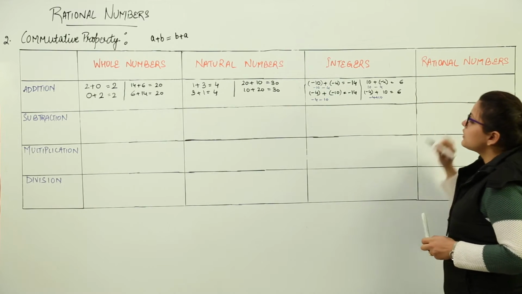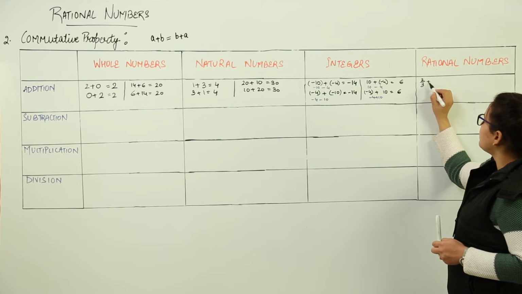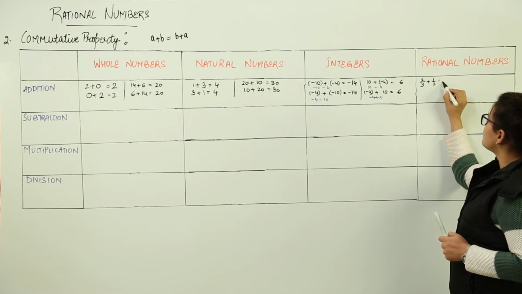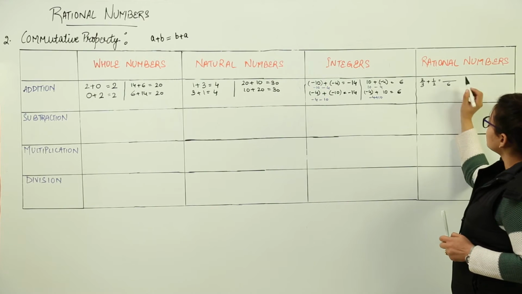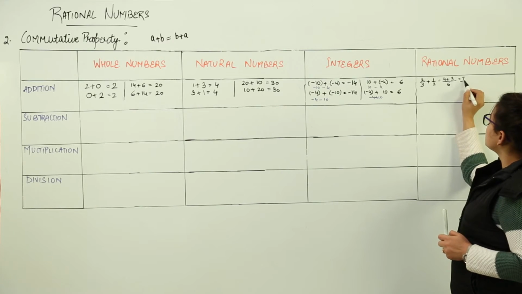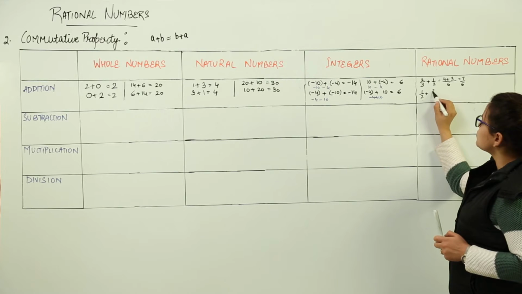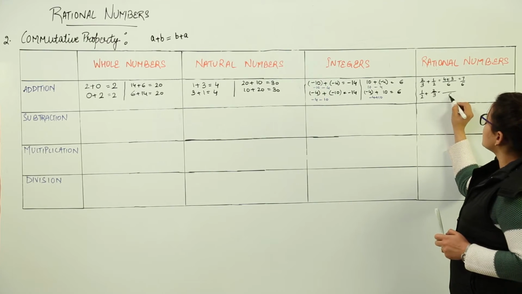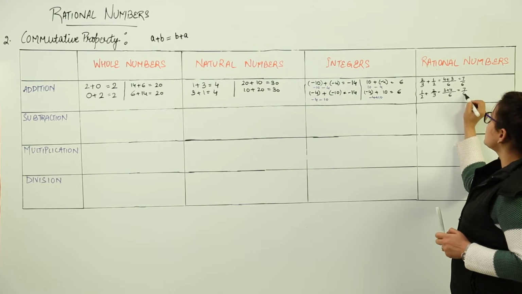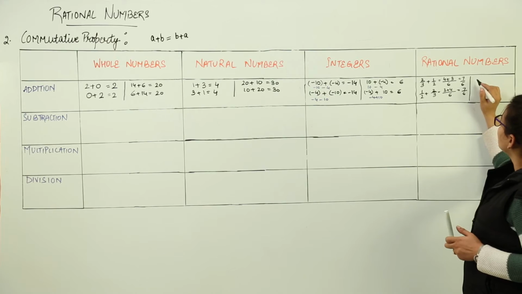What will be the case for rational numbers? For rational numbers we take 2 over 3 plus 1 over 2. That gives me LCM 6. This becomes 4 and 3, 7 over 6. If we do 1 over 2 plus 2 by 3, that gives us again the same 7 over 6.